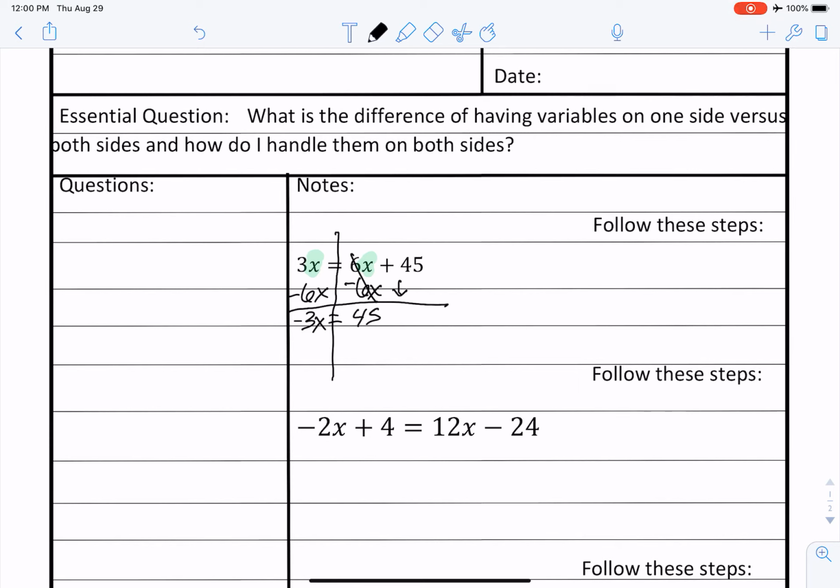I need to get x by itself, so I have negative 3 times x. The opposite of multiplying would be to divide by negative 3. So x equals negative 15.